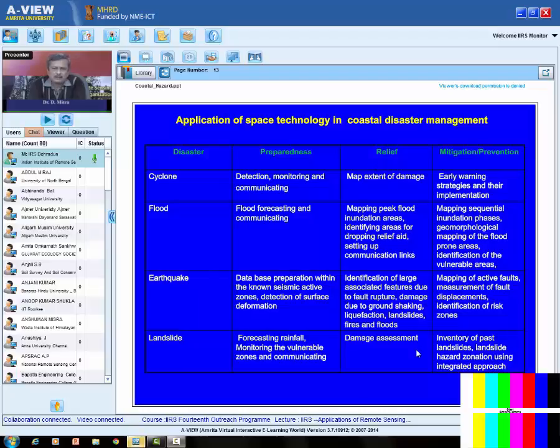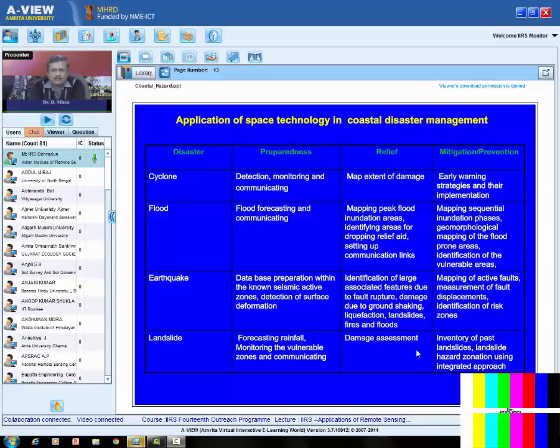In case of cyclone, in the preparedness cycle, you can go for the detection, monitoring, and communicating. For relief, definitely you can map the extent of the damage because of the cyclone. How much water has been inundated, how much area has been damaged, how many trees have been uprooted, all can be mapped very nicely from satellite data. So the extent of the damage can be mapped. In mitigation and prevention, you can talk about the early warning system and its implementation. This is very important when mitigation and prevention is concerned.